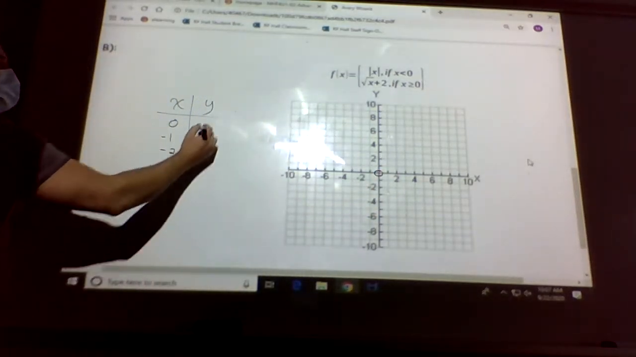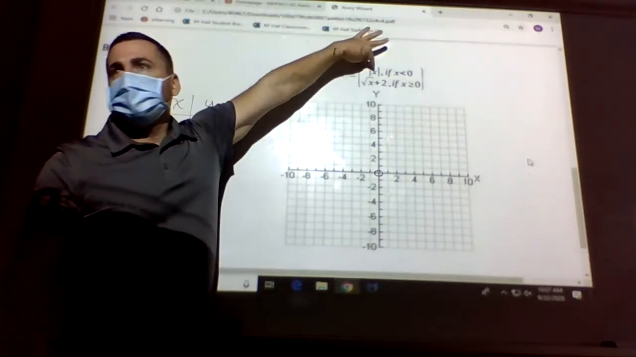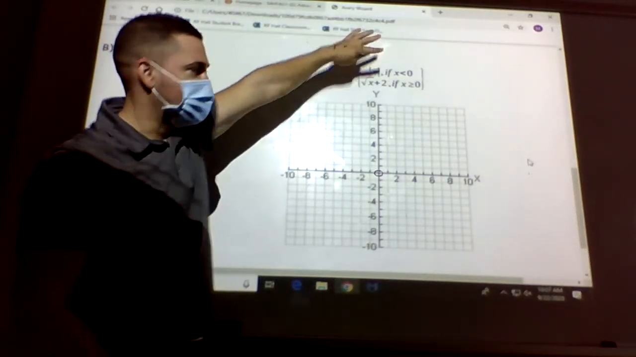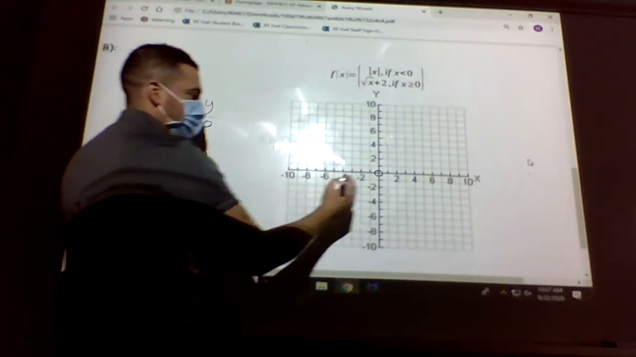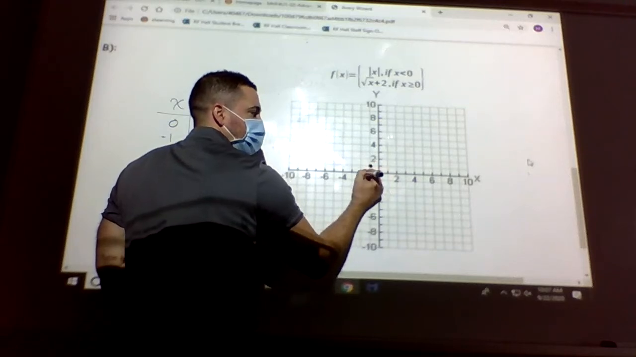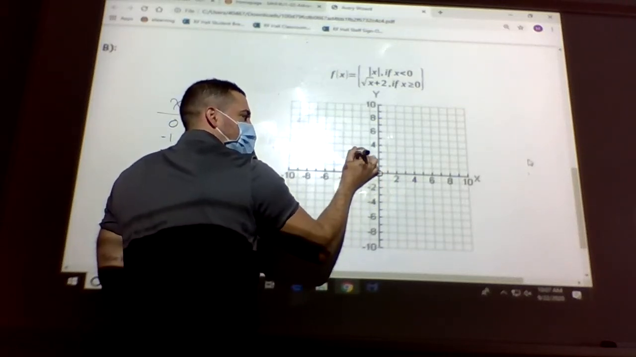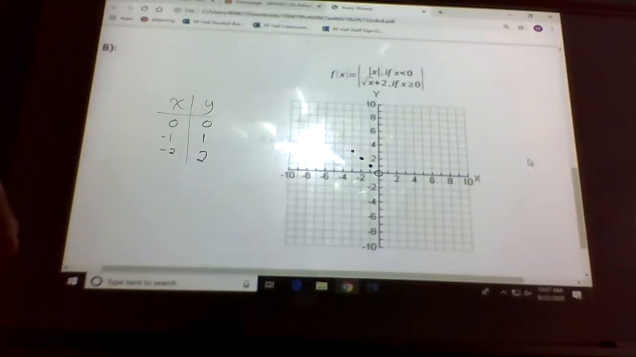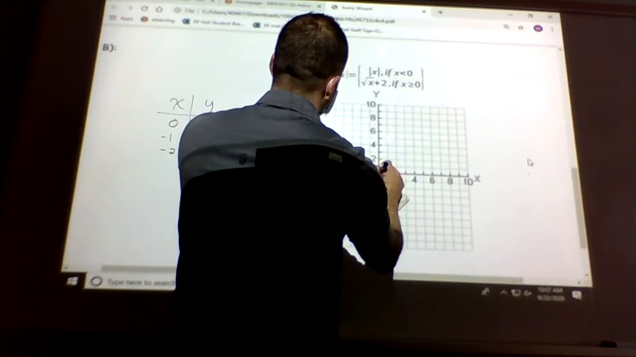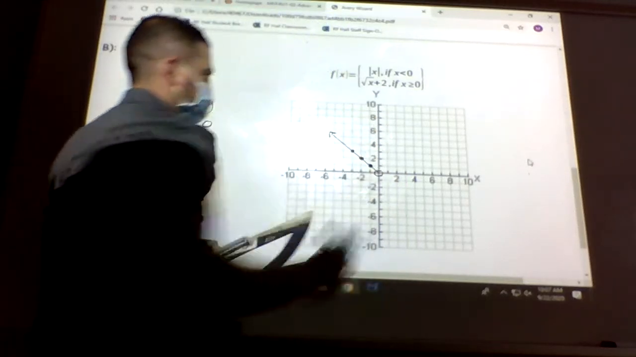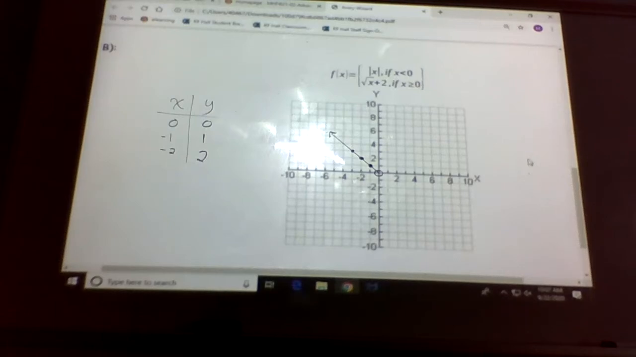hole there. If I plug -1 into the absolute, what's my answer? 1. +1. And if I plug in -2, it is? +2, good. So I have -1, +1, -2, +2, -3, +3, and so on. So we get something that looks like that, which I think everyone had. Everyone got that part.